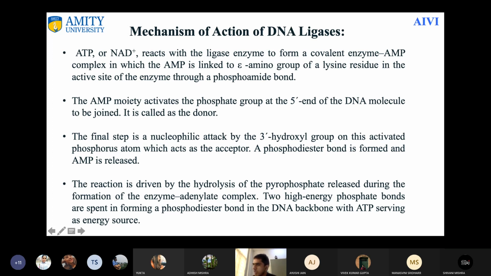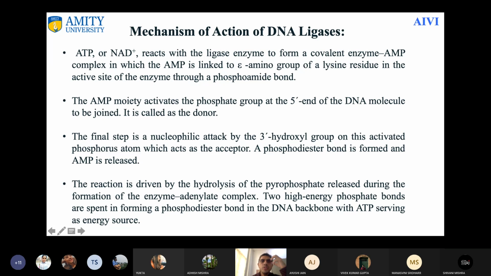When this enzyme-AMP complex forms, this is the adenosine monophosphate, so two phosphate groups are going to be released from it. Then where is it going to link? It is going to link with the epsilon amino group of the lysine residue. So this AMP is going to add over the epsilon amino group of your lysine. The lysine residue present in your ligase enzyme, to that this AMP is going to form a complex, through that we call it the enzyme-AMP complex.